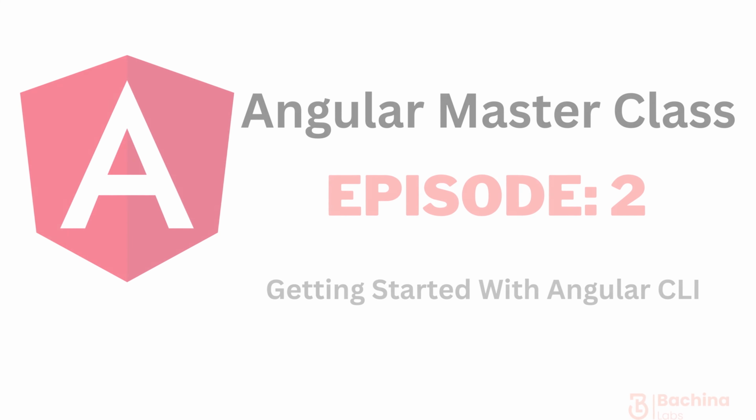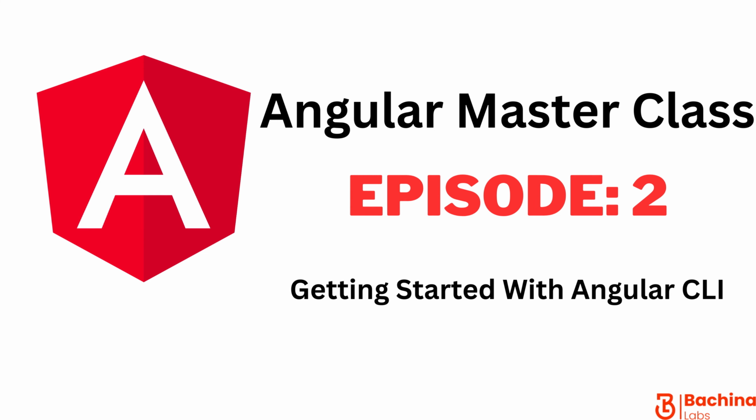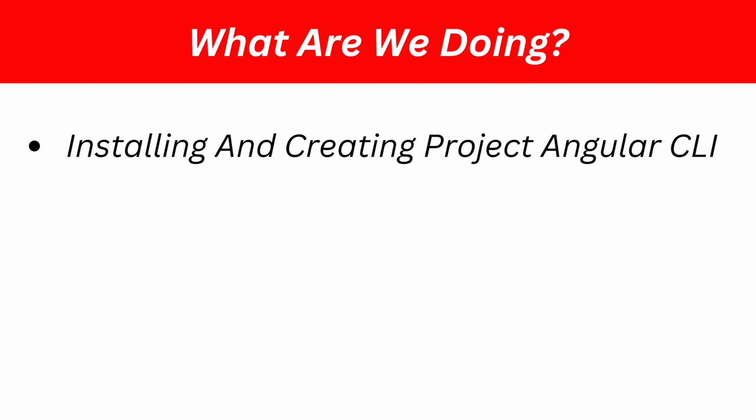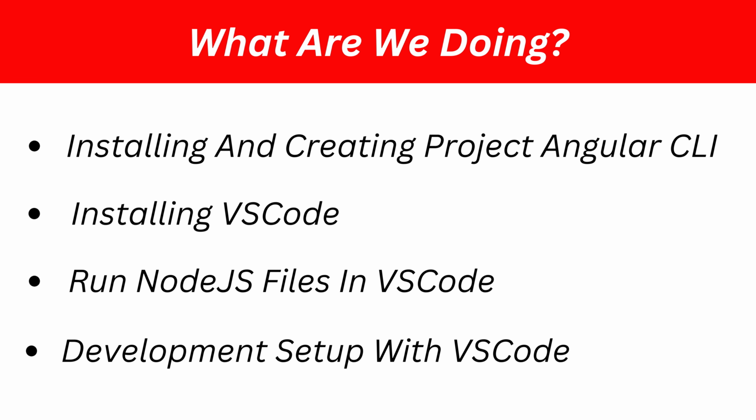In the first episode, we have seen how to install Node.js on your machine. In this episode, we are going to get started with Angular. So first, we are going to install Angular CLI, and then we will create a project with it. And then we are going to install VS Code, which is the editor. You can choose any other editor, and we can see how to run some files in VS Code. Finally, we are going to set up some development environment with Angular project.